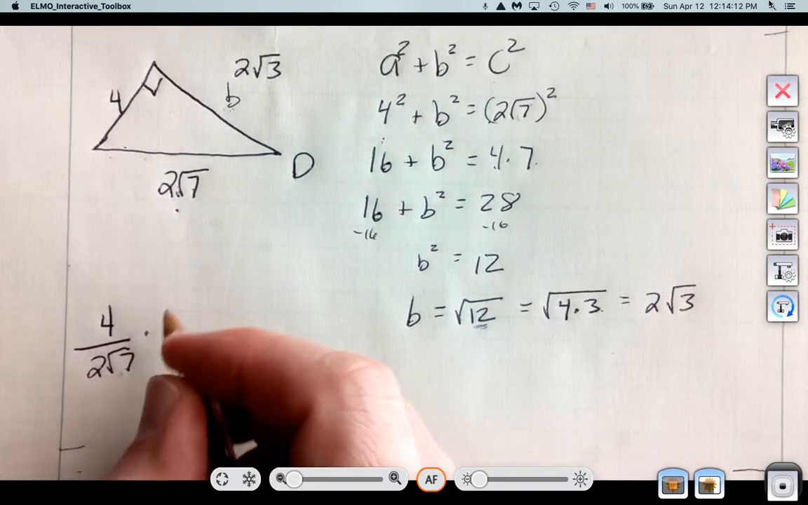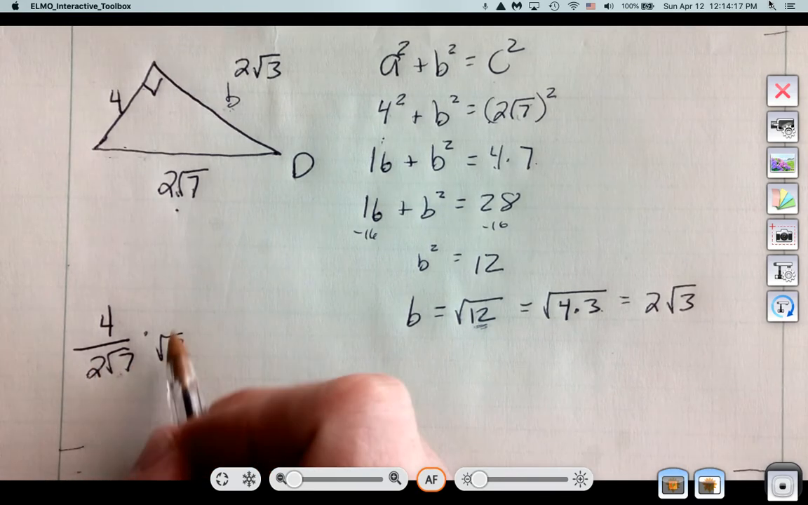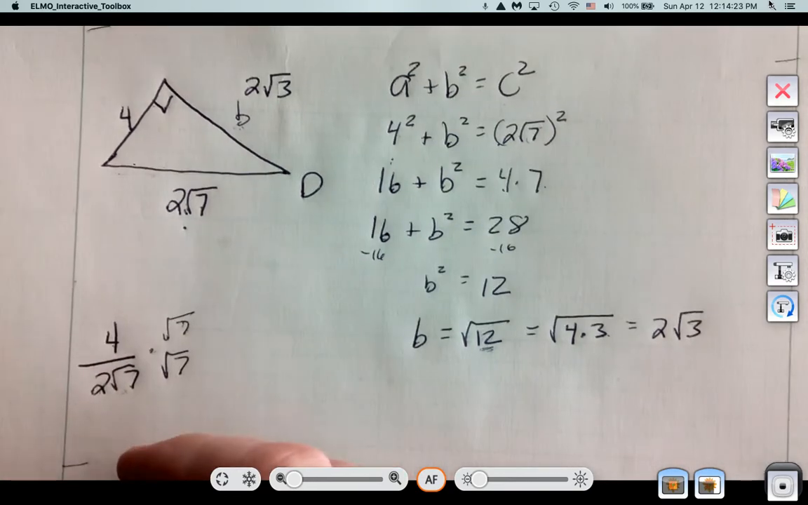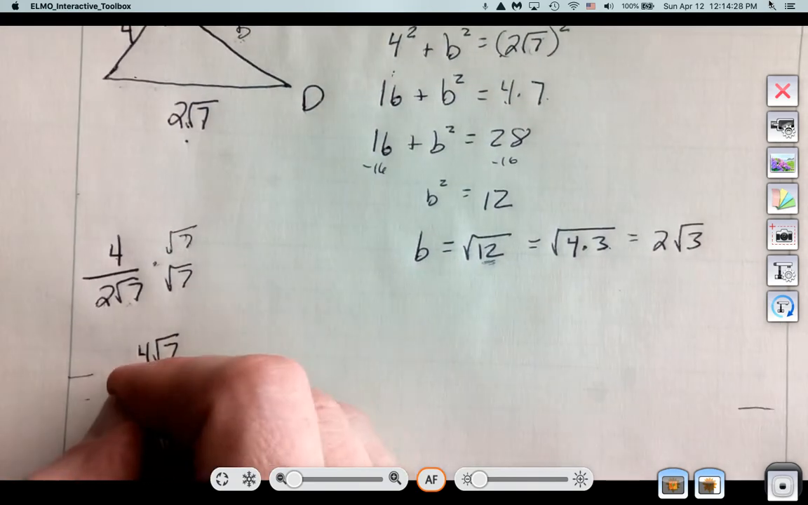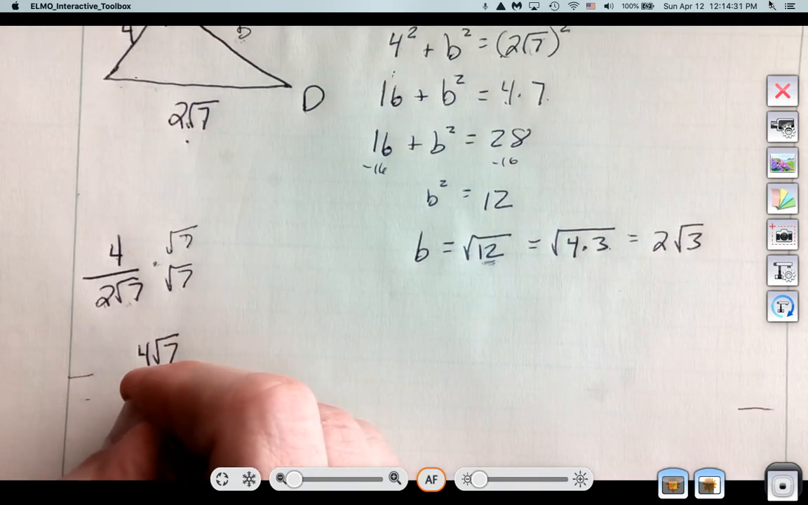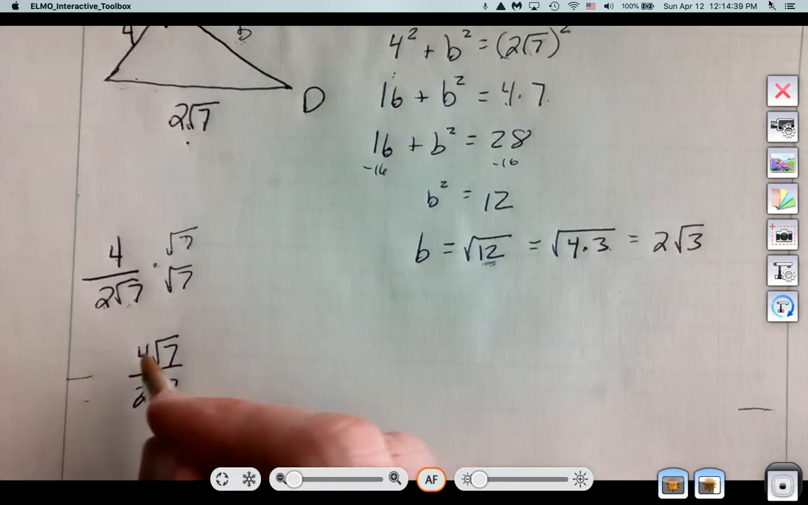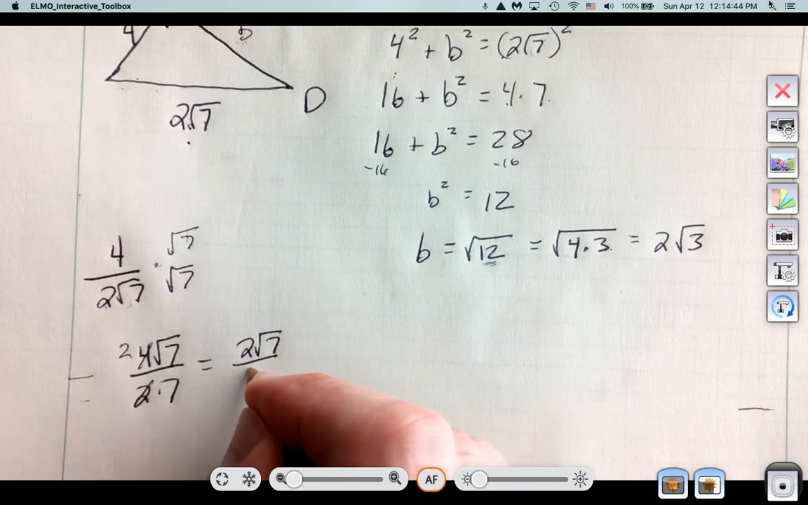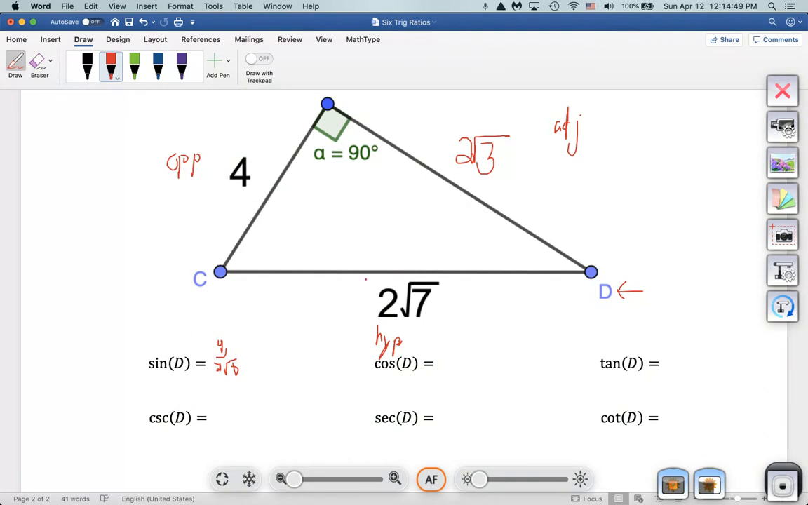I'm going to multiply the bottom by the square root of 7. I don't need to do the 2 because it's not square rooted, just the square root of 7, and the top by the square root of 7. I get 4 times the square root of 7 on top, and then I get on bottom 2 times 7, but notice the 2 goes into the 4. Rather than multiply the 2 and the 7 and get 28 and then reduce, I'm just going to say 2 goes into 4 twice, and I get 2 square roots of 7 over 7. So that would actually be my solution for this one right here.